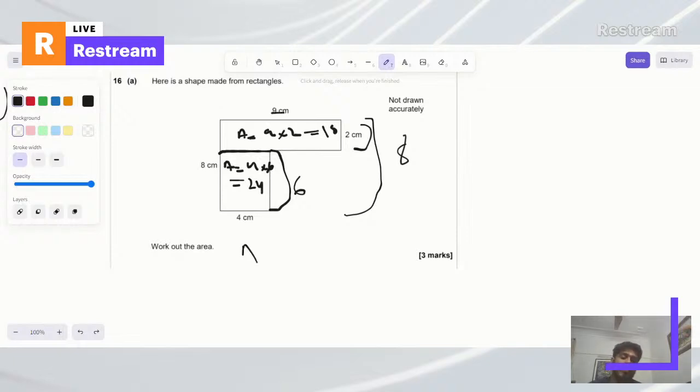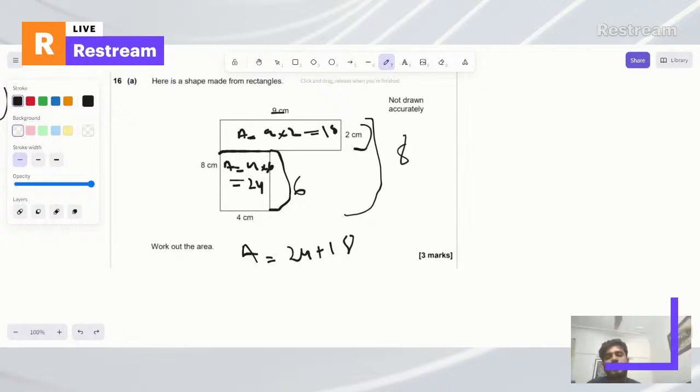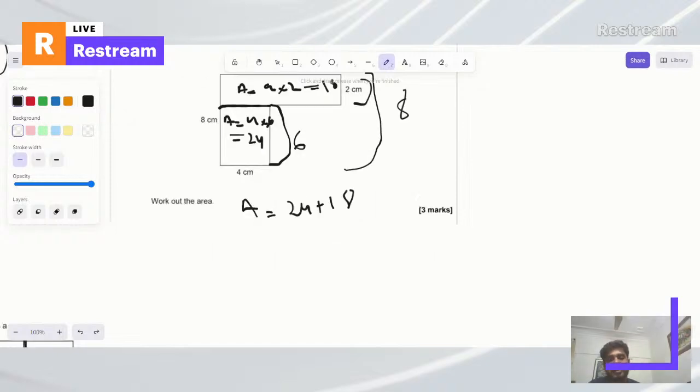Now to find out the area of the whole figure, we're gonna add them both. So area equals 24 plus 18. Yeah, so it becomes 18 plus 24, it becomes what? 42. So that is the area of the whole shape.